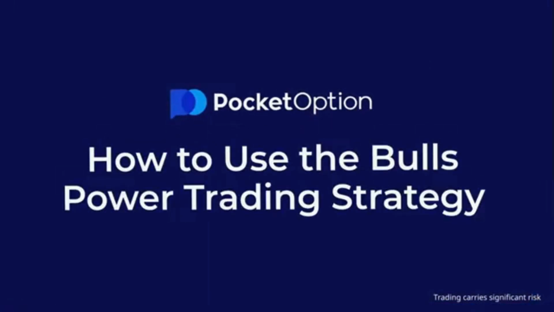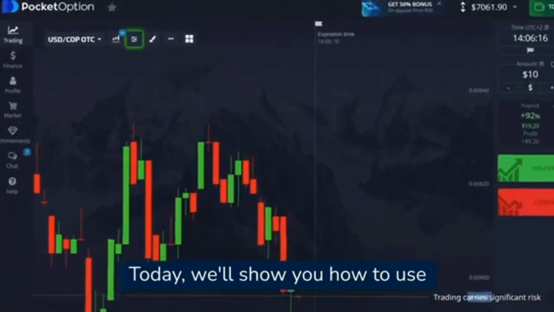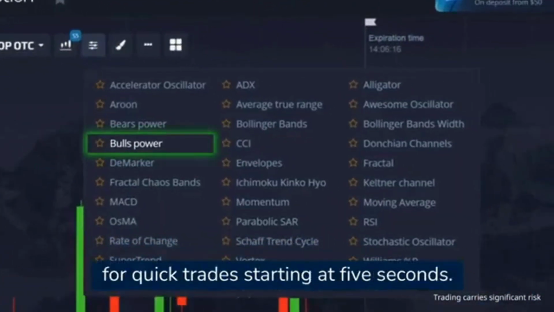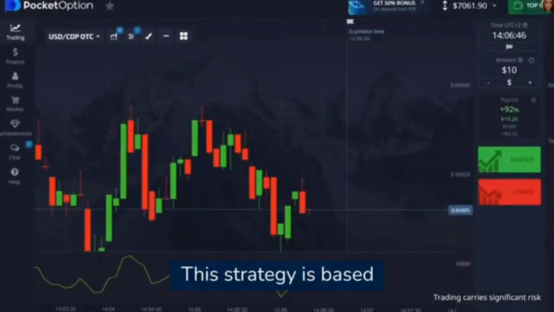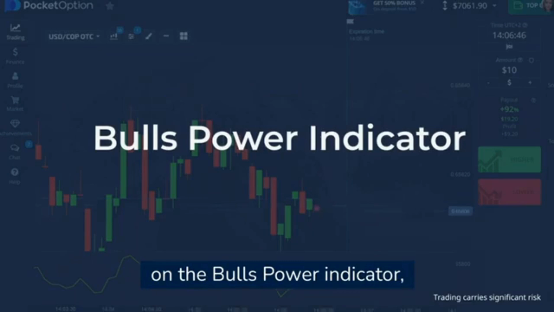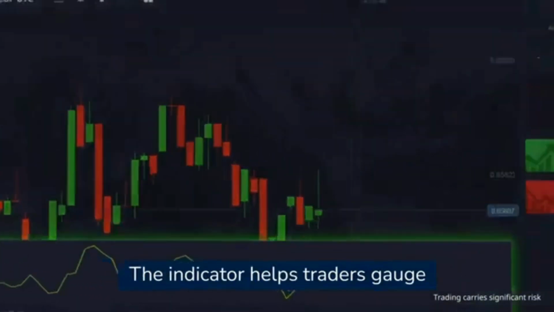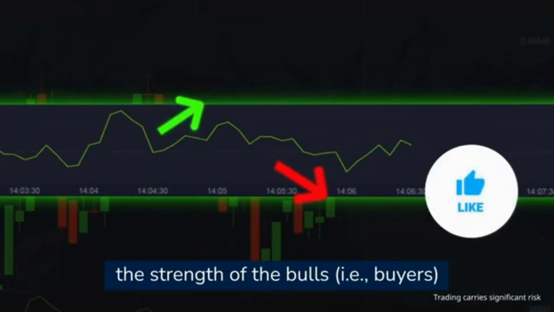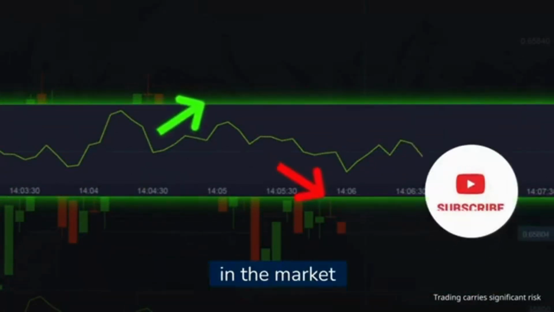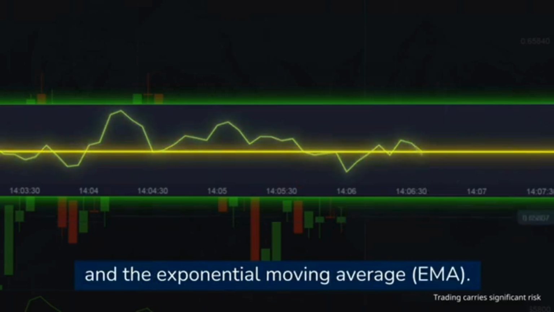How to use the Bull's Power trading strategy. Today, we'll show you how to use the Bull's Power strategy for quick trades starting at 5 seconds. This strategy is based on the Bull's Power indicator, developed by Alexander Elder. The indicator helps traders gauge the strength of the bulls, i.e. buyers, in the market by measuring the difference between the maximum price and the exponential moving average, EMA.